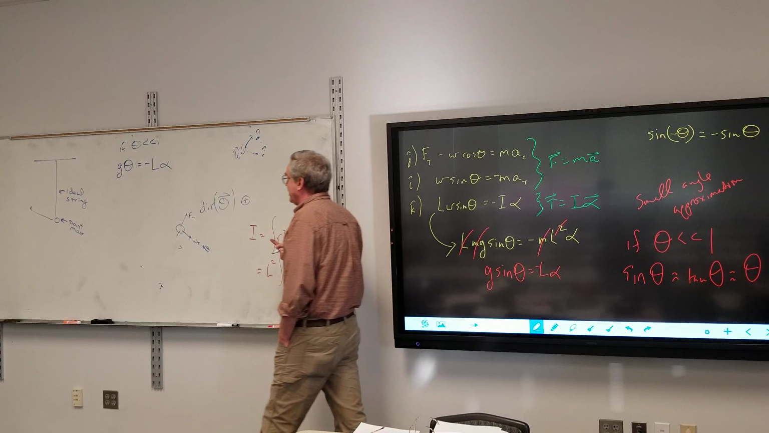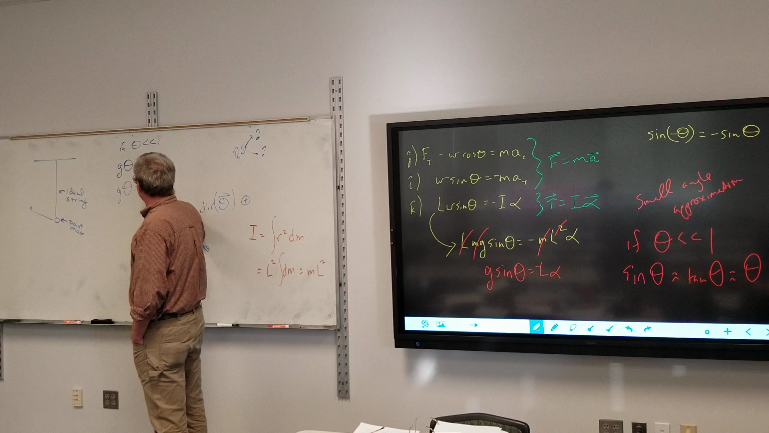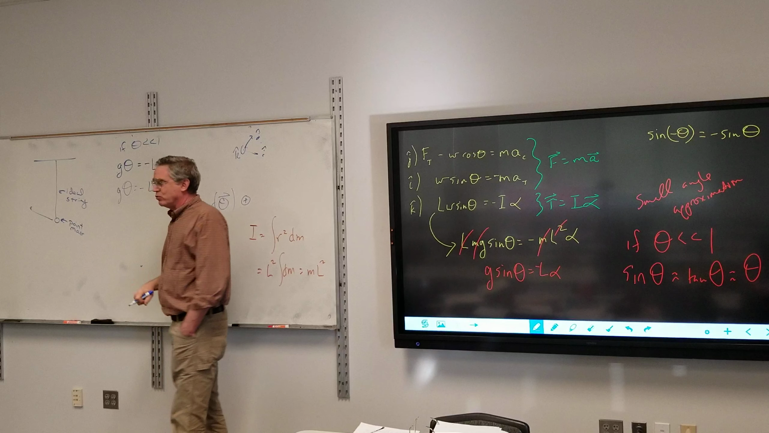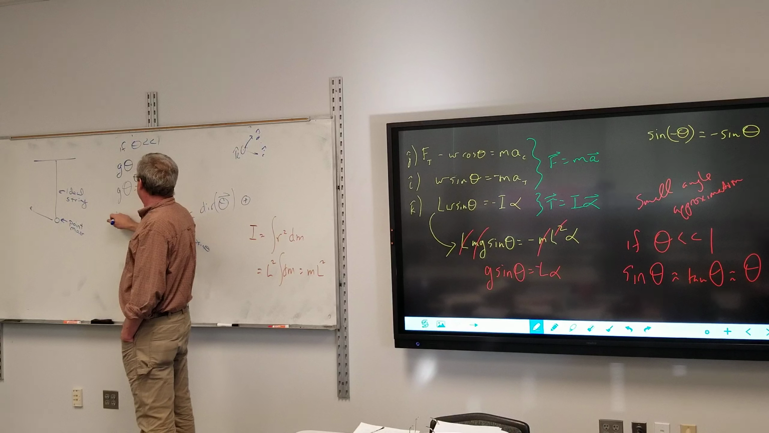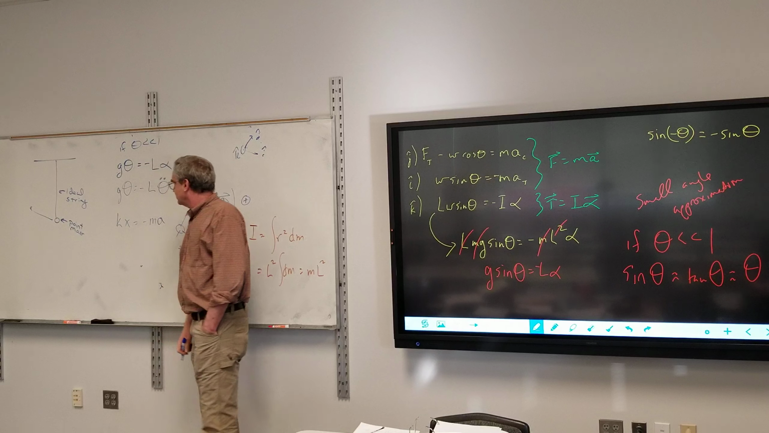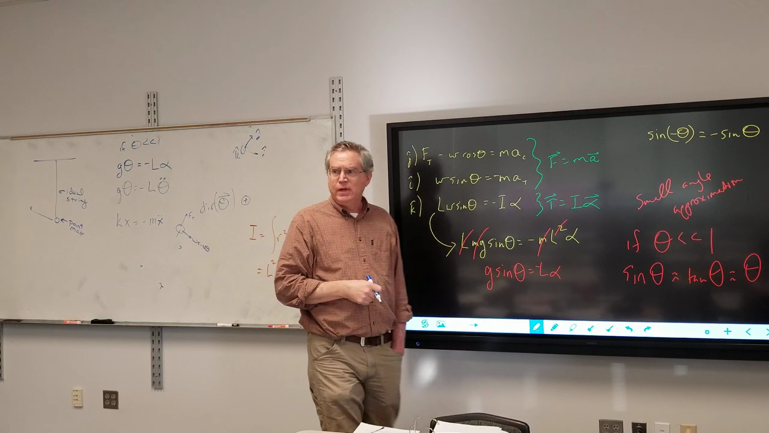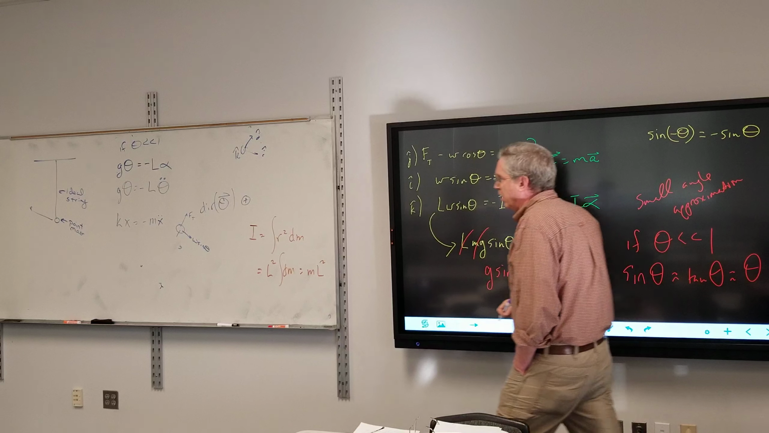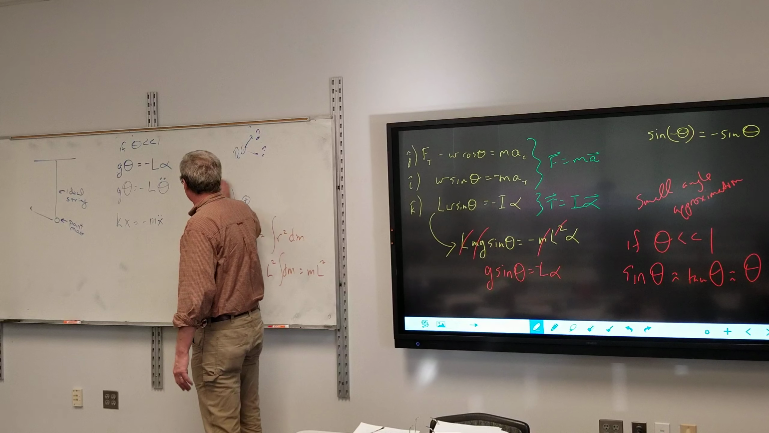Recognize the relationship between alpha and theta. This is g theta is equal to negative L, second derivative of theta with respect to time. This is the exact same format as we have for kx is equal to negative ma. Write a as the second derivative. It's the same format as Hooke's law, which is necessary for there to be simple harmonic motion.